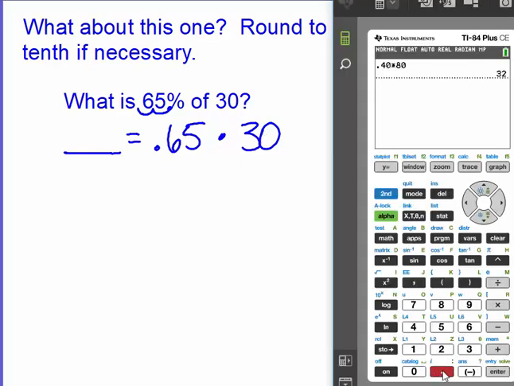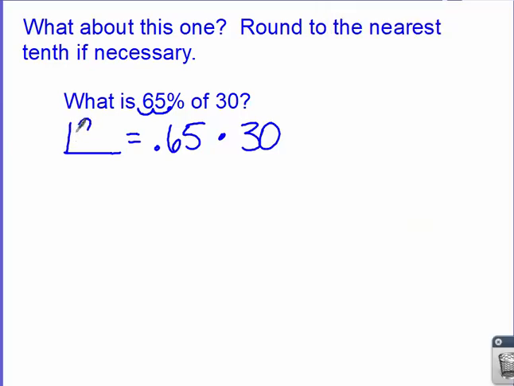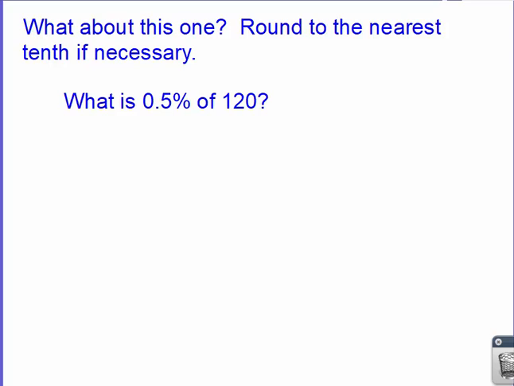So 0.65 times 30 equals, and you end up with 19.5. It's that simple. So let's see if you can do one all by yourself. Pause the video and answer this one.